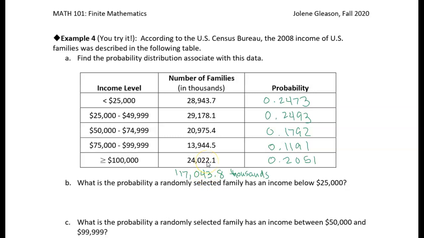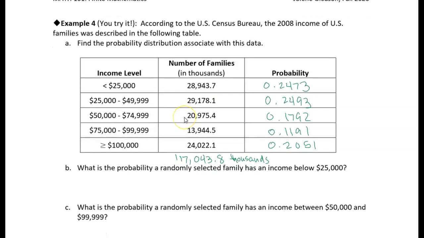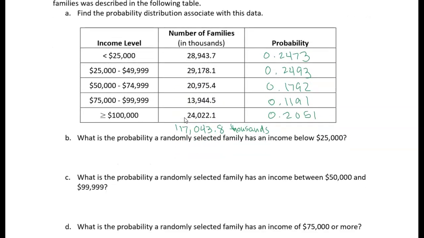All right, so now we're ready to answer some questions about the probabilities. So the first question just asks, what is the probability that a randomly selected family has an income below 25,000? Well, we can just read that right off the table. So I'm just going to write that as the probability that the income is less than 25,000. And I got 0.2473 just by reading it right off the table.